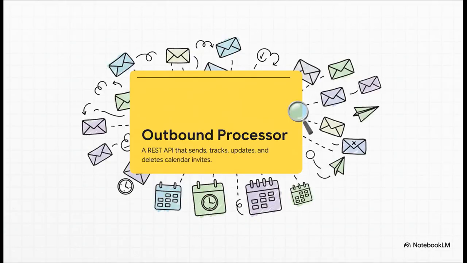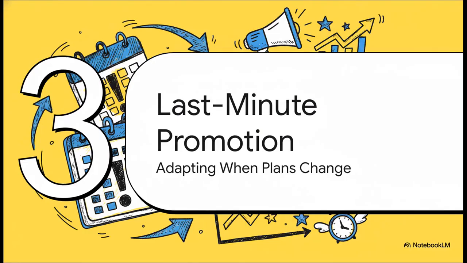The engine that's sending out all those invites is our second key component, the outbound processor. So if the inbound processor was all about getting data in, you can guess what this one does. It's all about getting the invites out and doing it intelligently. It sends them, it tracks them, and as we'll see, it even updates them. Now, this all works perfectly when everything goes to plan. But let's be real, when does that ever happen? Plans always change. So let's throw a wrench in the works.